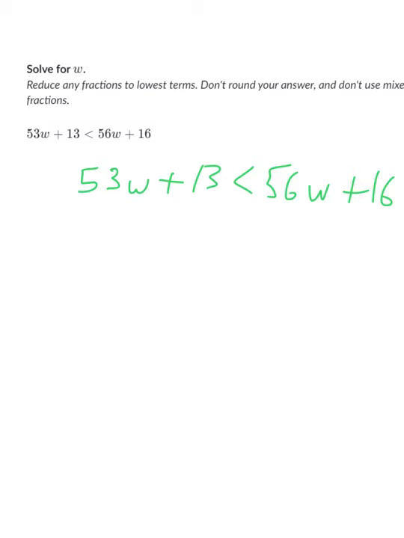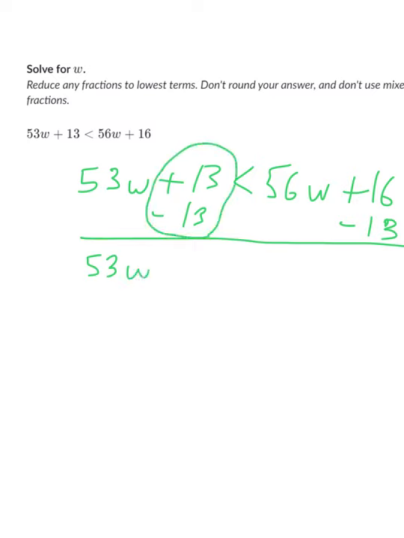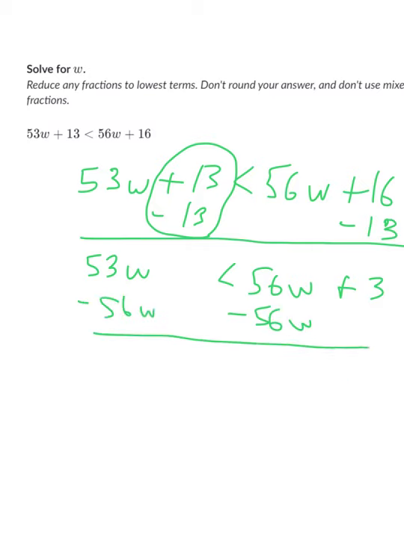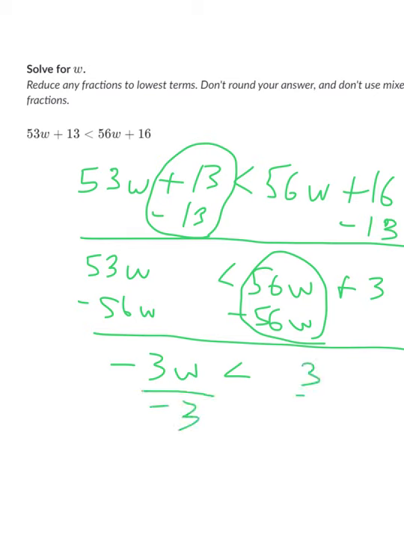Probably a lot of you are going to solve this by subtracting 13 first. So we get 53W is less than 56W plus 3. Subtract 56W from both sides, and we get negative 3W is less than 3. Divide both sides by negative 3. Remember to switch the direction since we're dividing by a negative. So it's greater than negative 1.